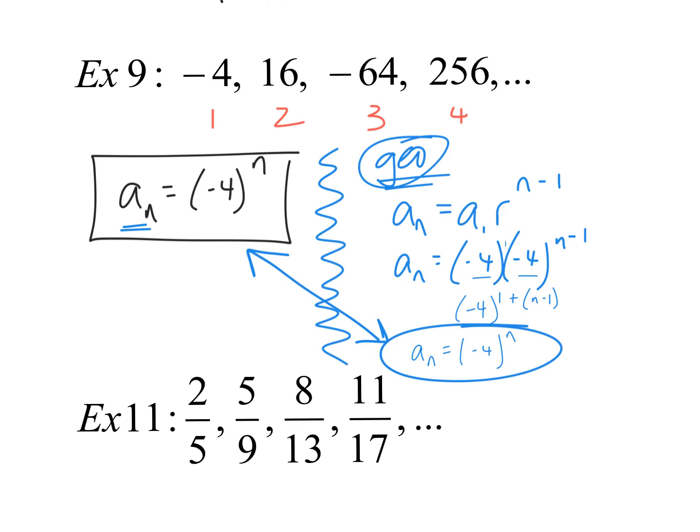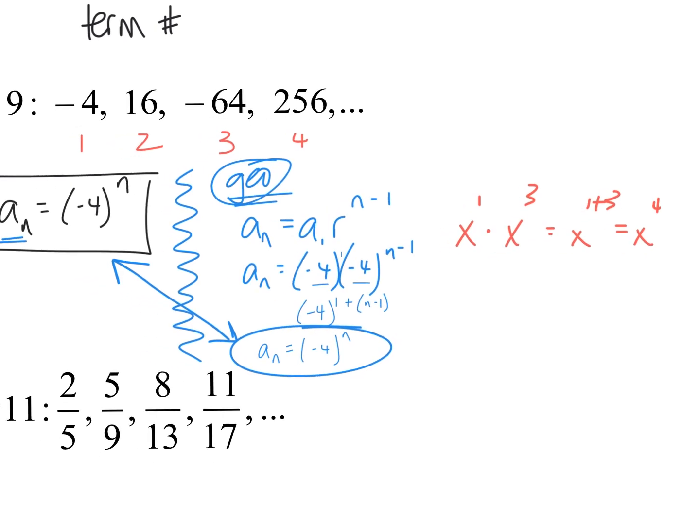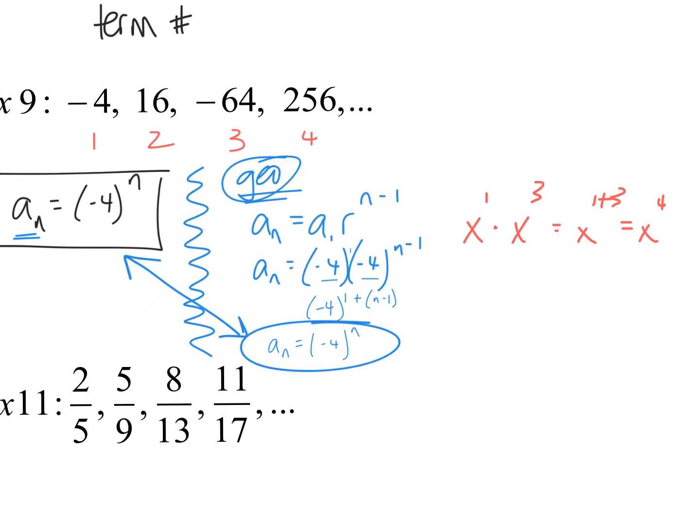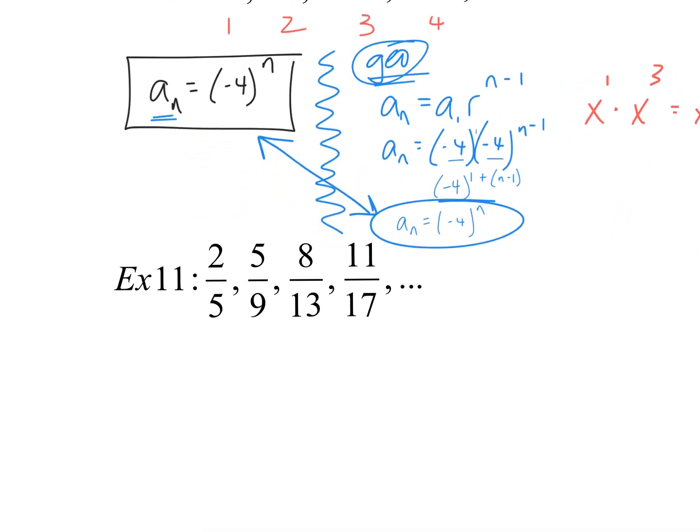This is the exact same thing as doing x times x to the third. Remember, there's really an x to the first here, and that means x to the fourth because you add the exponents. It's exactly what I did here, except they weren't x's, they were -4's. Okay, so just beware of that. There's a little bit of algebra that takes place here. I'm going to skip number 10 for a second, and I'm going to do 11.